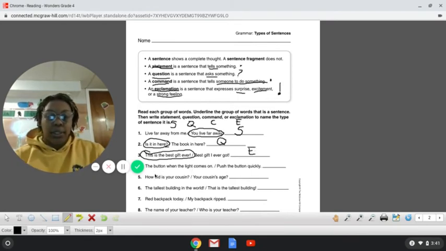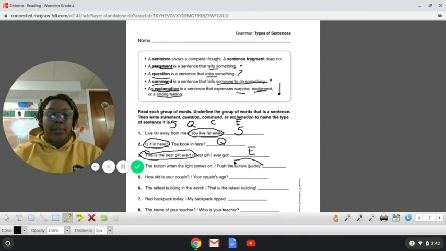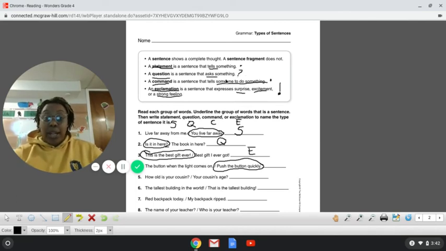All right, let's try number 4. "The button when the light comes on." "Push the button quickly." Which one is a full, complete sentence? You understand what they want you to do. The button when the light comes on. Push the button quickly. Push the button quickly would be our full, complete sentence. So, what type of sentence is it? Are they telling me information? Are they asking me a question? Are they telling me to do something? Or are they showing great surprise and excitement? They are telling me to do something, so this is a command. They told me, push the button quickly. So that's what I'm going to do. I'm going to push the button quickly.